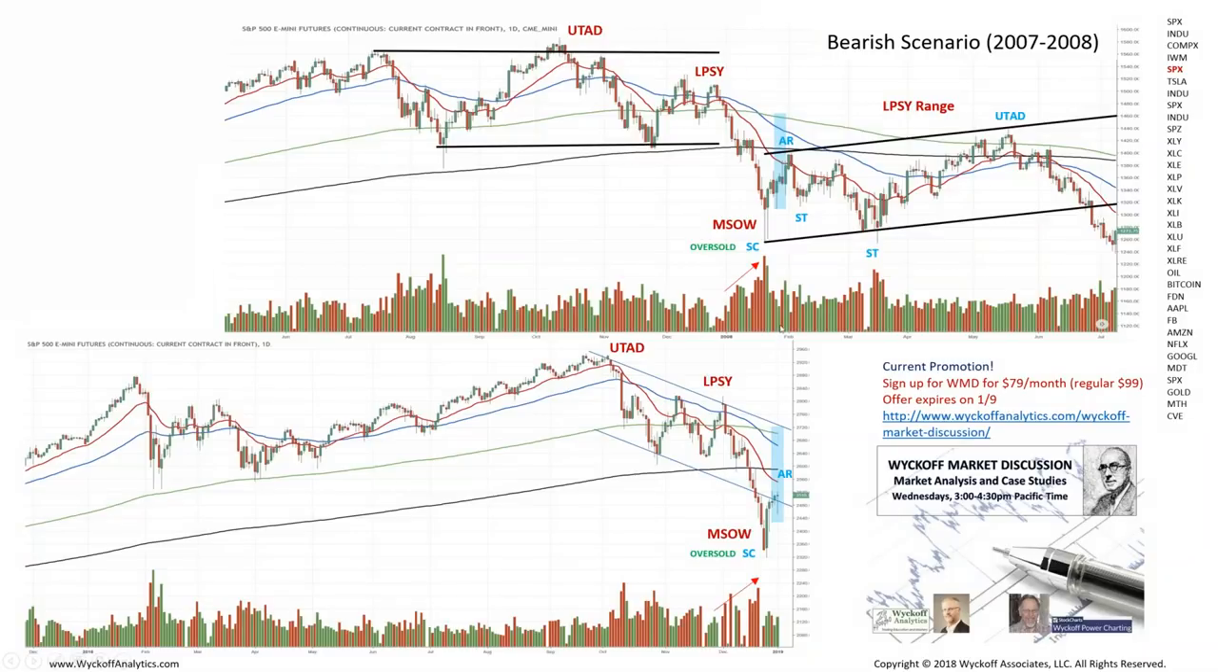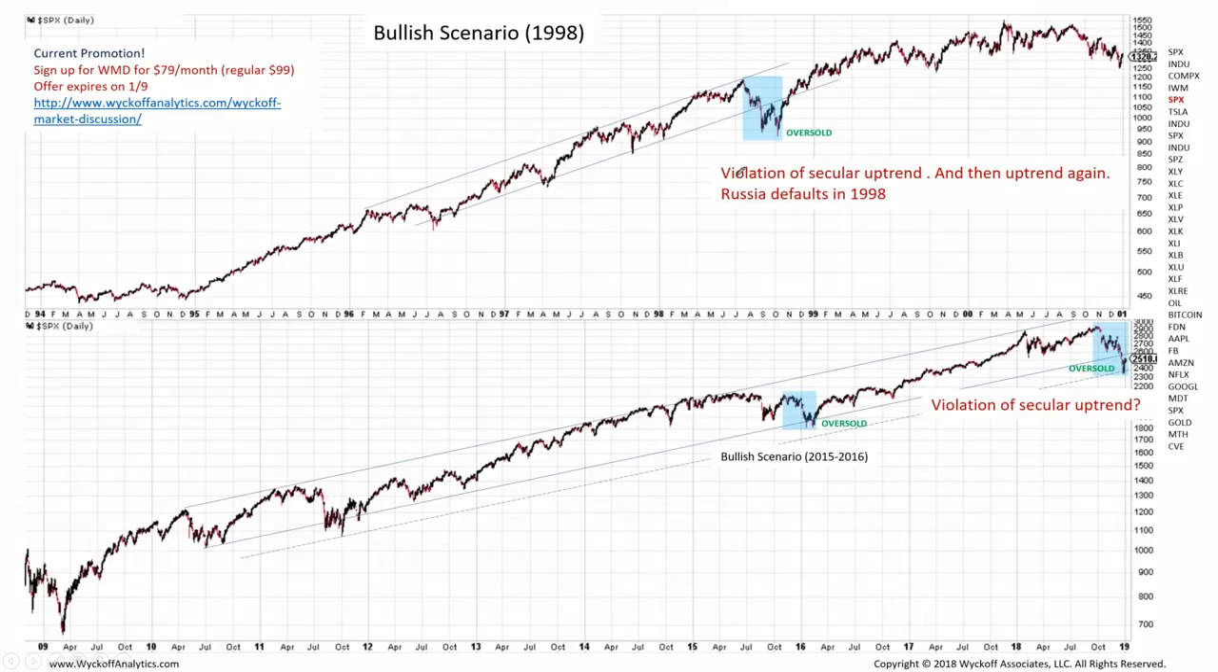All right, let's look quickly at a different scenario. This is not necessarily the preferable scenario for me. I'll show you another bullish scenario that I like more. But I want to point your attention to two blue boxes here. One of them comes in 1998. And obviously, we could compare these analogs based on the economic environment and where we are in the cycle. What I like about the 1998 scenario is that it produces, on a technical basis, an oversold condition, and that's exactly what we've produced just recently.